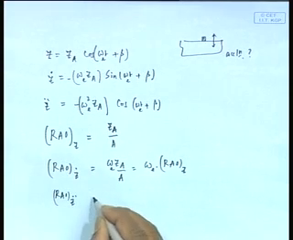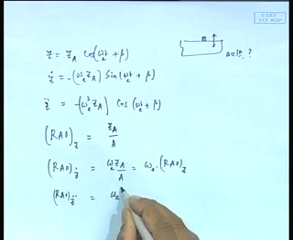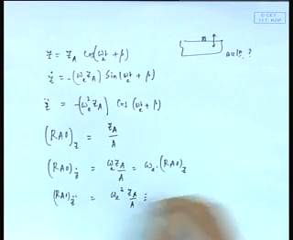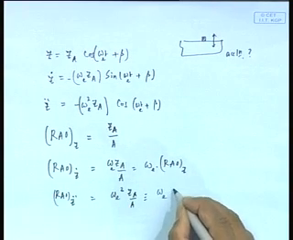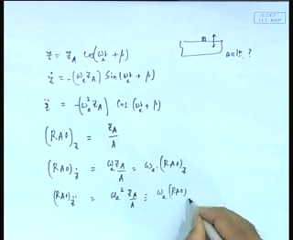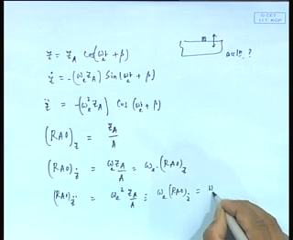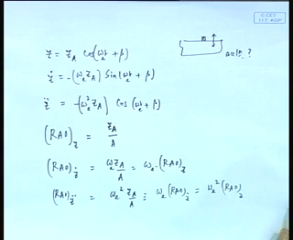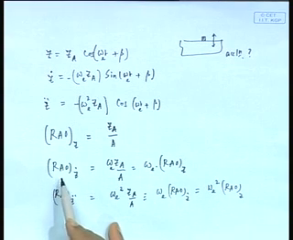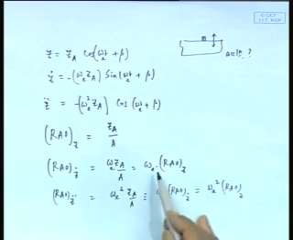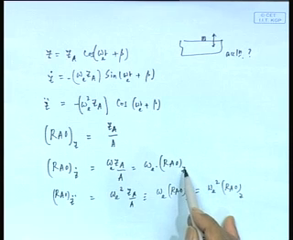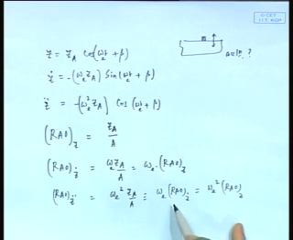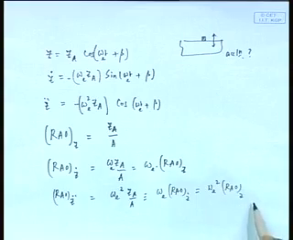What is RAO for Z double dot? It is going to be omega E square, and of course, actually let me write it in steps. It is omega E RAO. So, you see the RAO for velocity is omega times RAO of displacement. RAO of acceleration is omega times RAO of velocity, which is equal to omega square RAO of displacement.